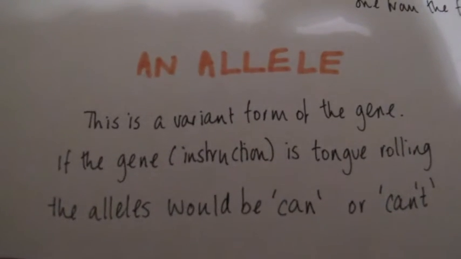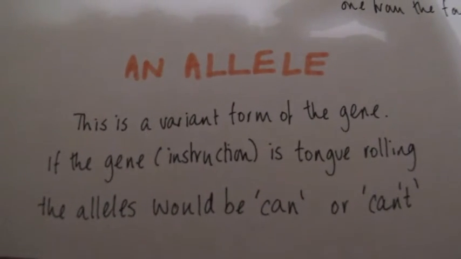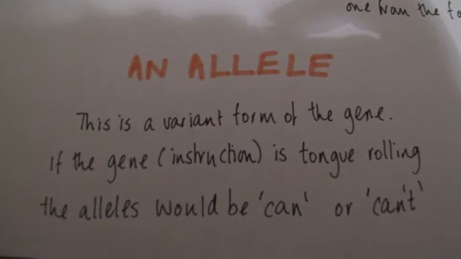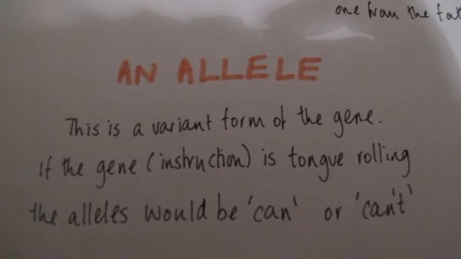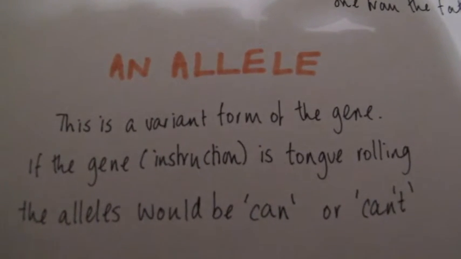An allele is a variant form of a gene. So if the gene or the instruction is tongue rolling, the alleles would be can or can't.